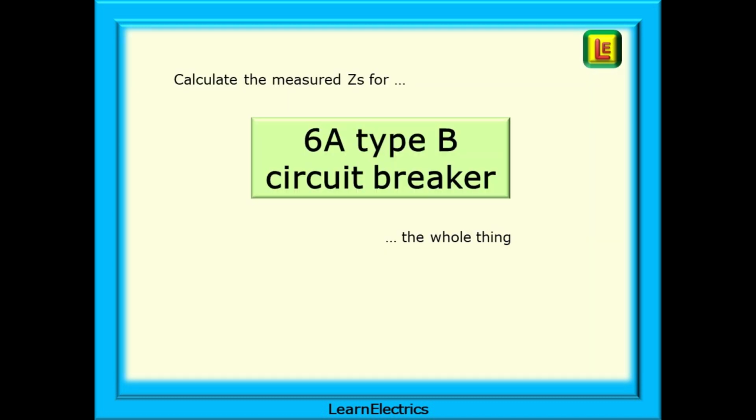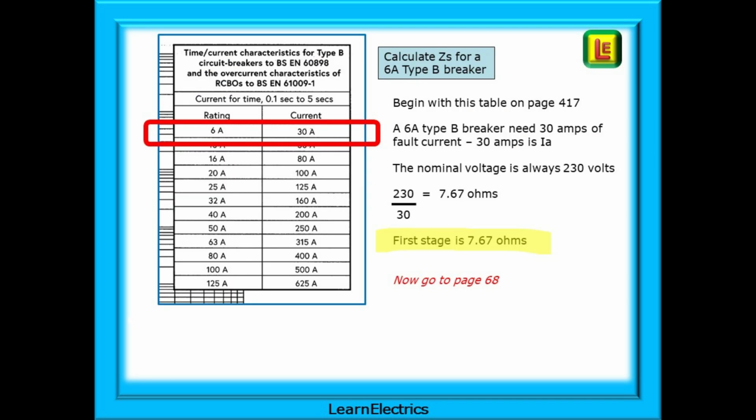We will follow the story of a 6 amp circuit breaker and calculate the measured ZS by doing the whole thing. We begin with this table on page 417 and find that a 6 amp type B breaker needs 30 amps of fault current. The nominal voltage that we use is always 230 volts for calculations. So 230 divided by 30 is 7.67. The first stage is done, 7.67 ohms.